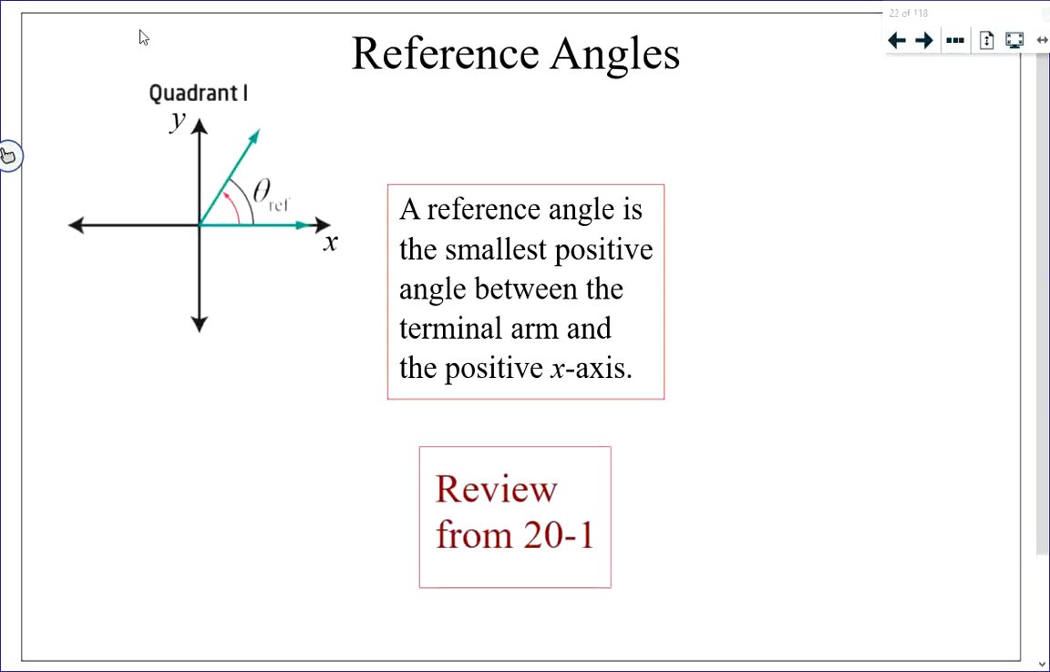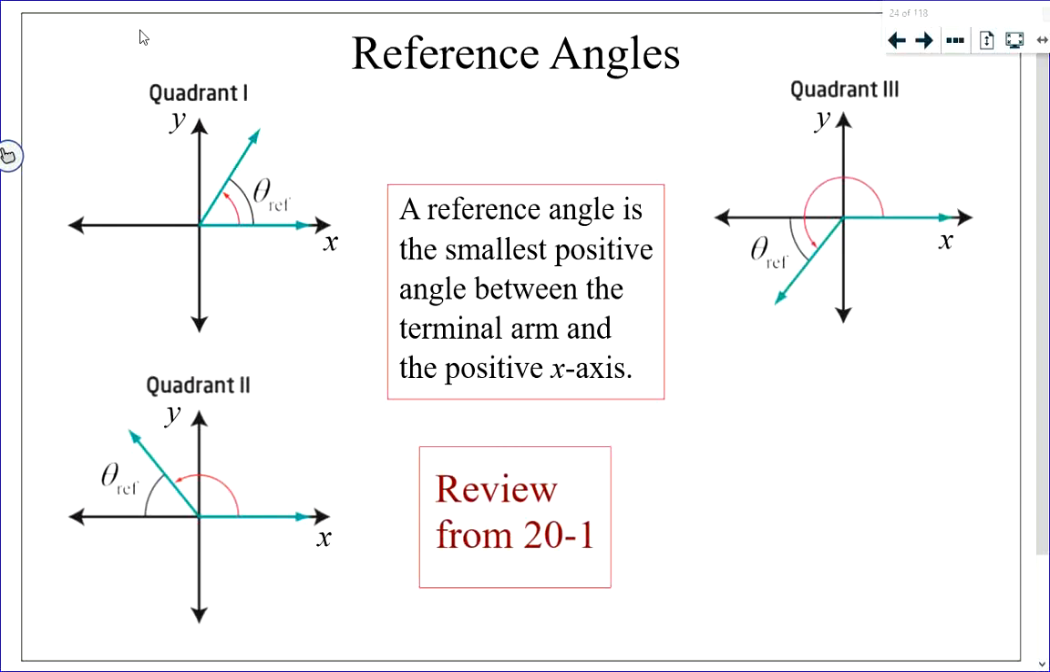If you have a terminal arm in quadrant 1, then the reference angle is what's indicated there by that black arc. Do not worry about the red arc just yet. If you have a terminal arm that's in quadrant 2, then the reference angle is indicated by that black arc. It's the smallest angle between the terminal arm and the x-axis, which in this case would be an angle down towards the x-axis. If you have an arm that terminates in quadrant 3, there's the reference angle indicated by the black arc, and in quadrant 4 there's the reference angle.